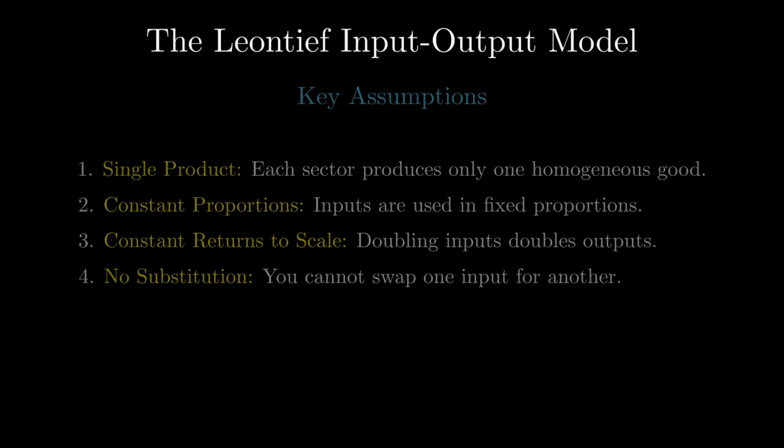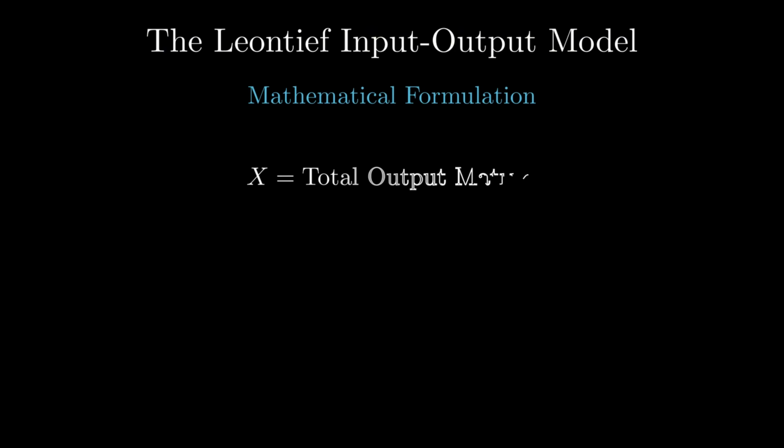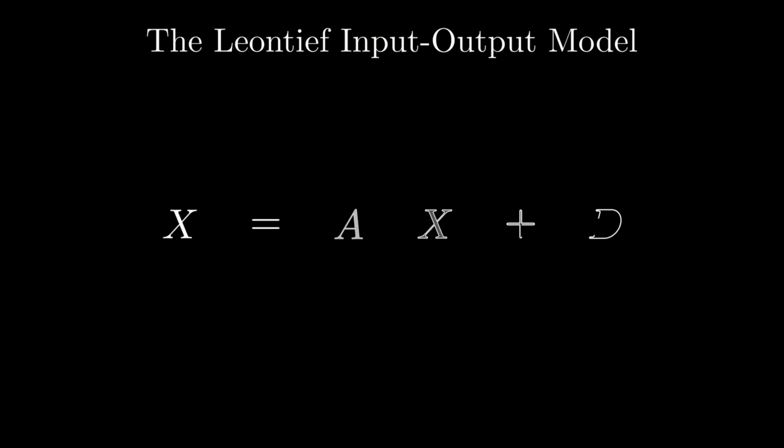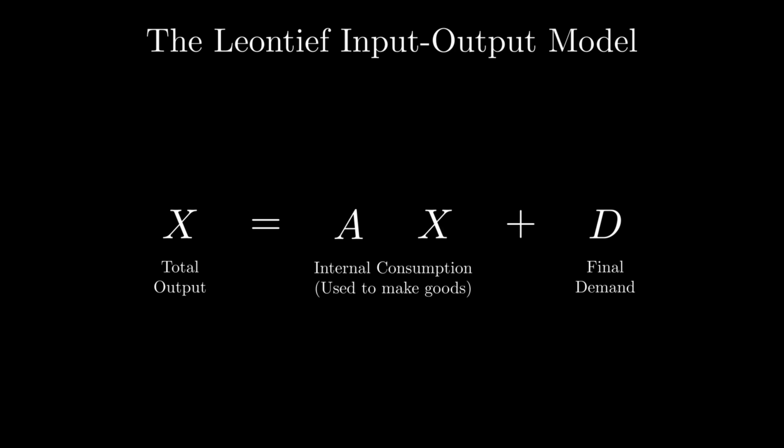Now let's look at the master equation that balances the entire economy. X equals AX plus D. Here, X is the total output matrix. It is the grand total of everything we make. A is called the technology matrix. This is our recipe book. D is the final demand matrix. This is what everyday people actually buy and take home.